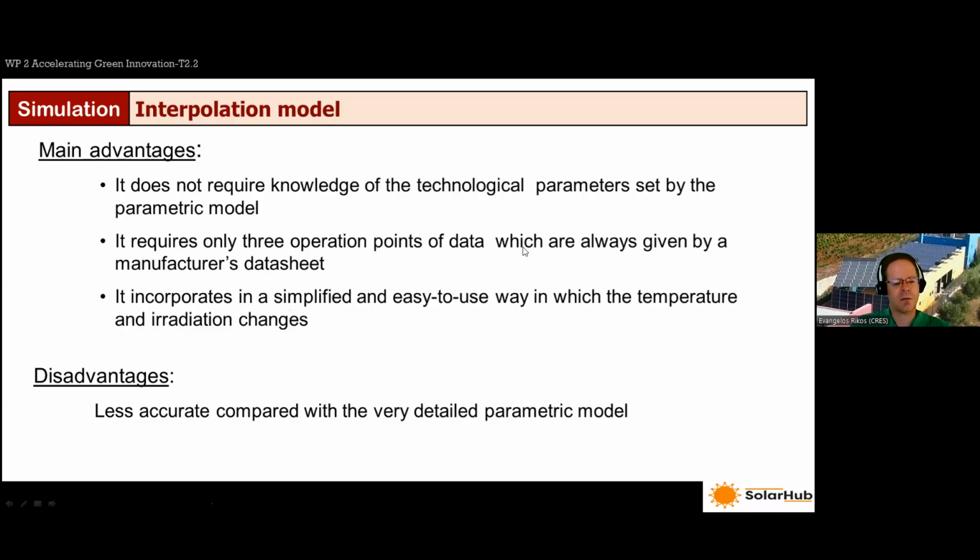The disadvantage of this model is that it's less accurate compared to the parametric model, but the accuracy is not that bad, I would say, in this model. So it is used in a lot of studies.